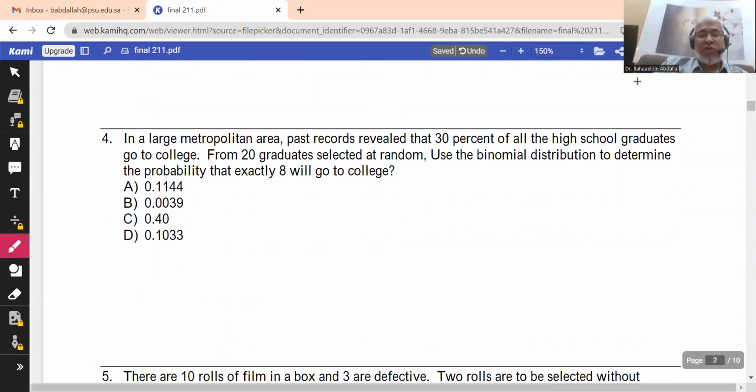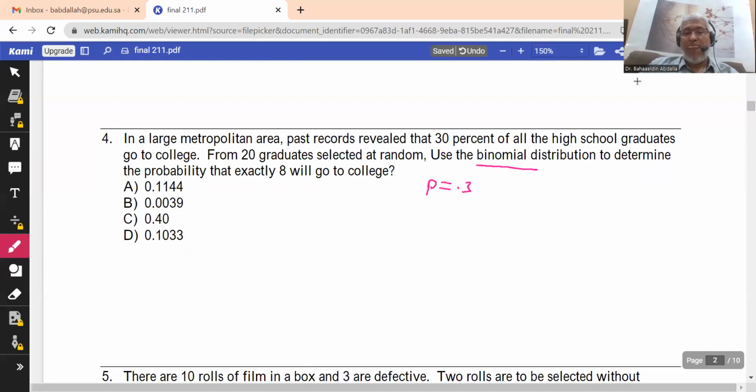In a large metropolitan area, past records revealed that 30% of the high school graduates go to college. So 30% go to college. From 20 graduates selected at random, use the binomial. So again, here we are using the binomial distribution. So 30% is P, and 20 graduates, that's N. To determine the probability that exactly 8 will go to college, we are asking about 8.